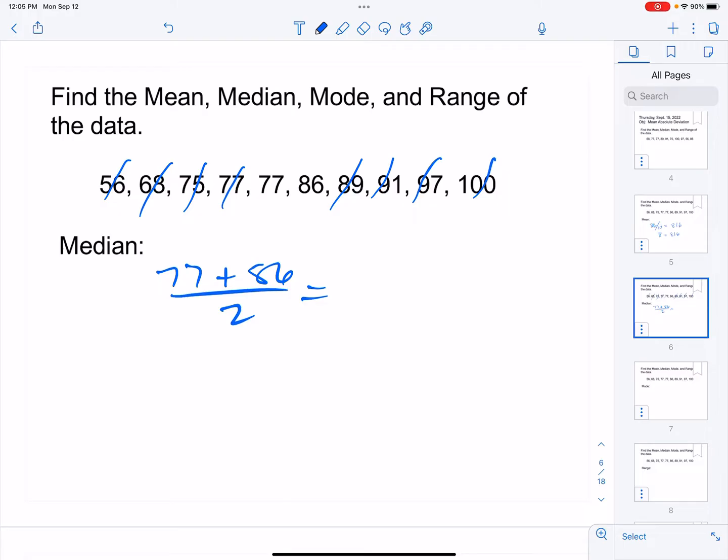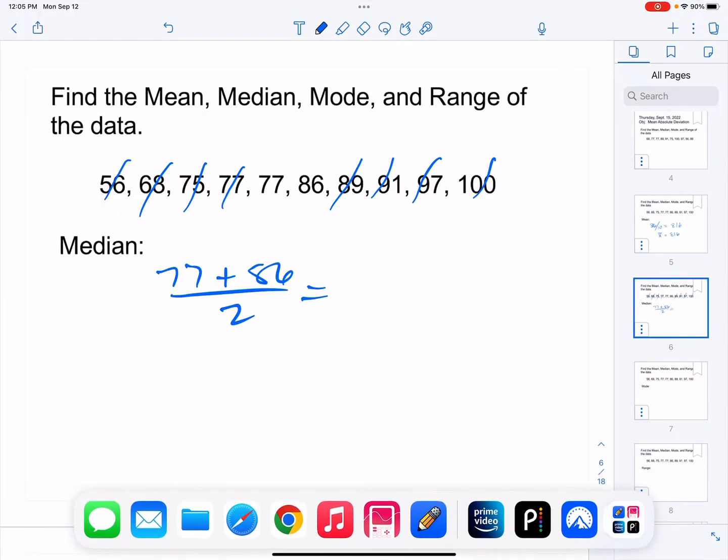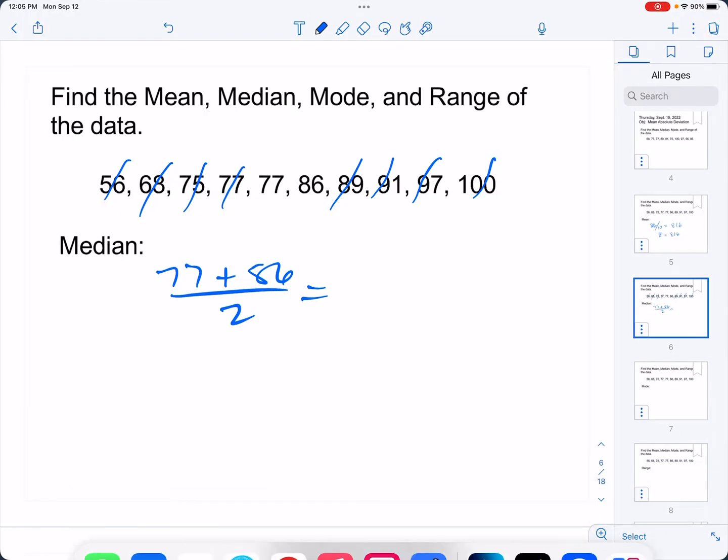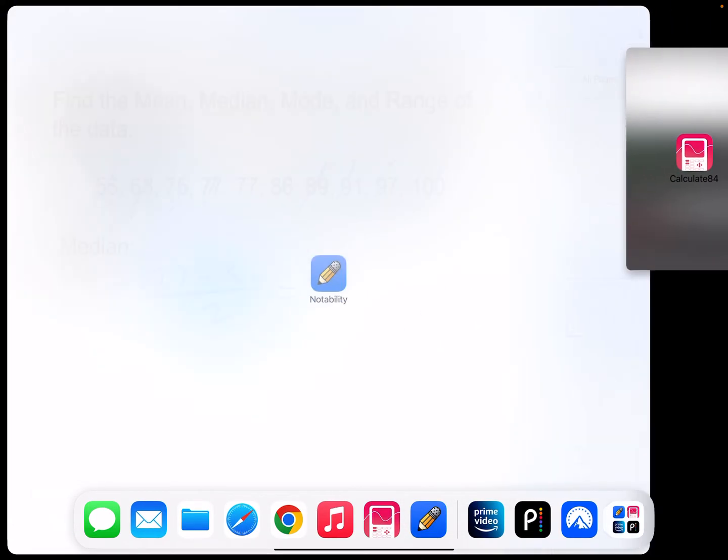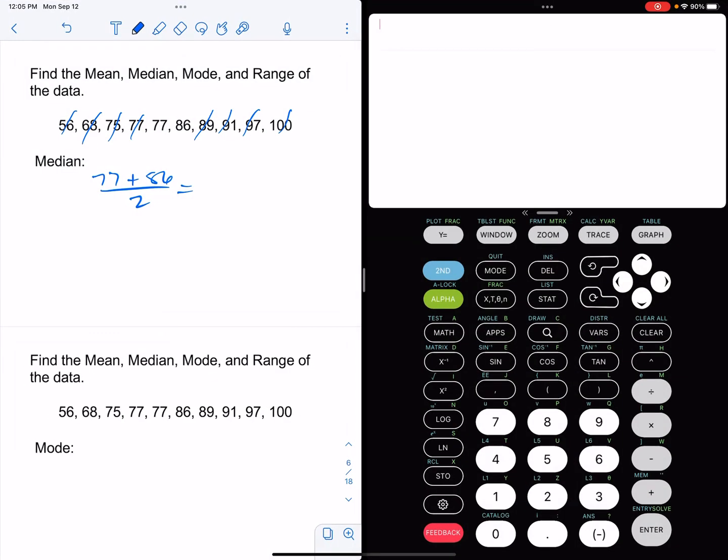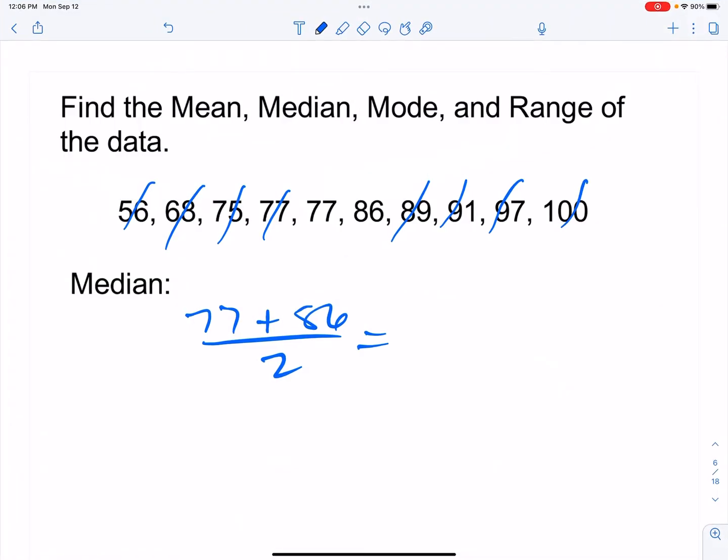So you take the 77, and we bring up our calculator. We do 77 plus 86, enter. We divide that by 2, enter, and you find out that your median is 81.5. Okay, so that's your median.